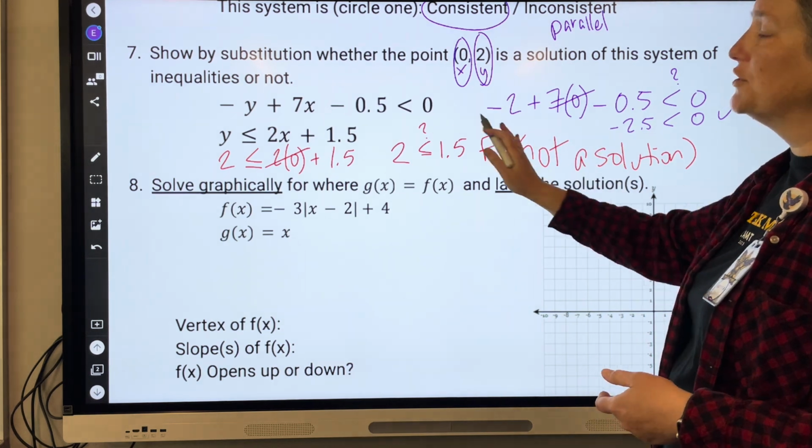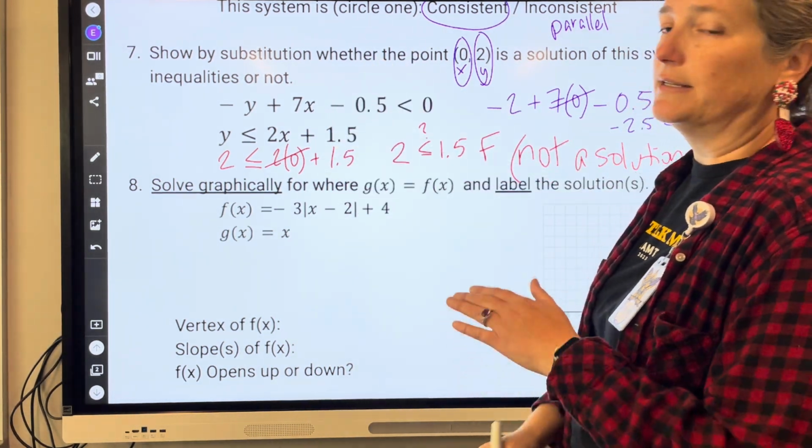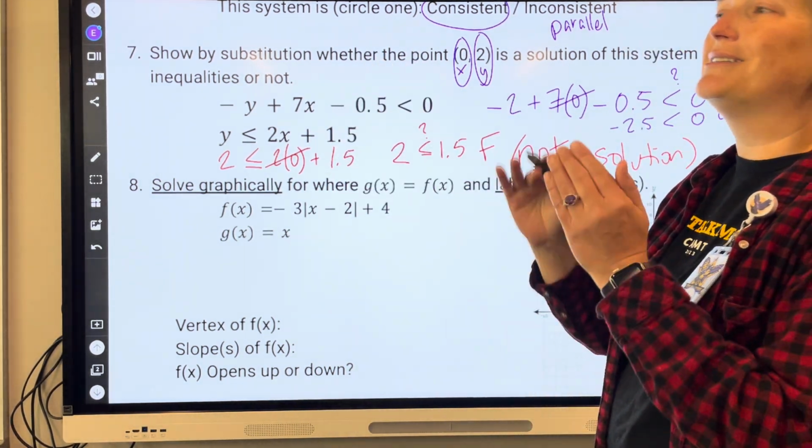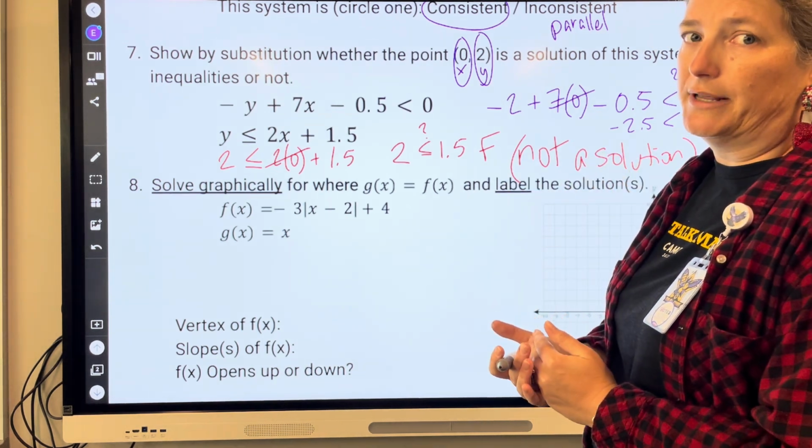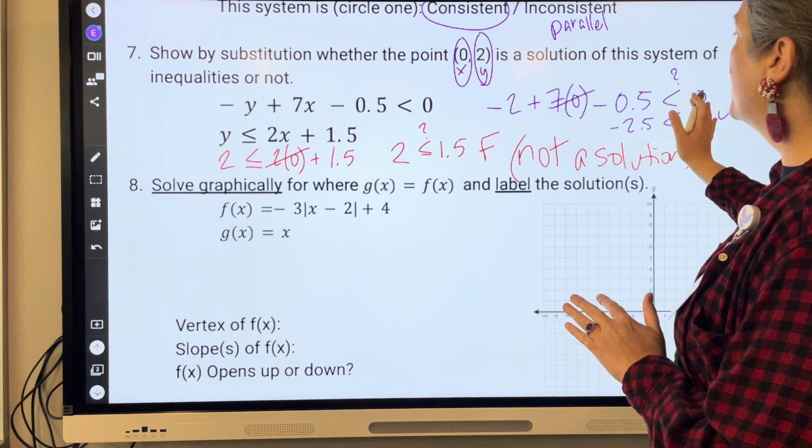So careful substitution into both inequalities checks whether it's a solution to the system of inequalities. It has to meet both requirements to be a solution. Meaning one is not enough.